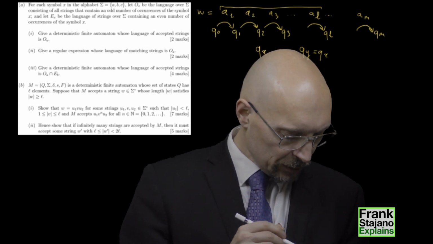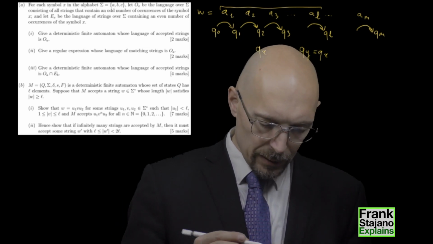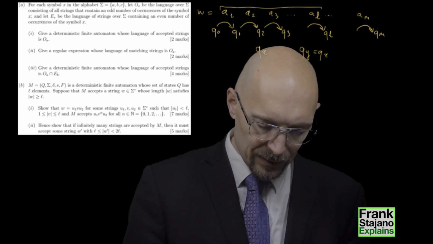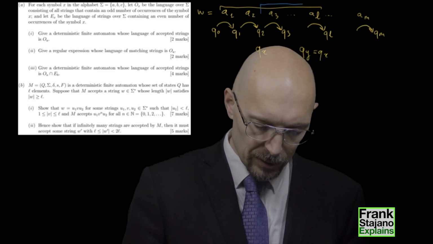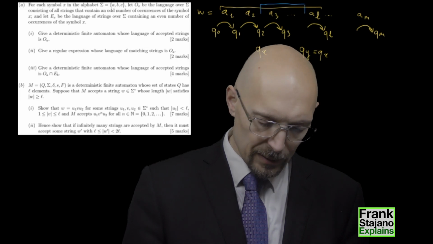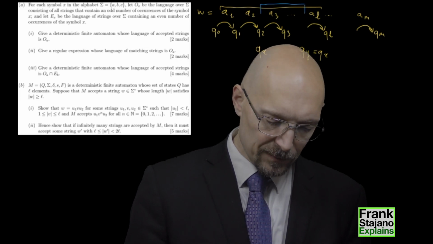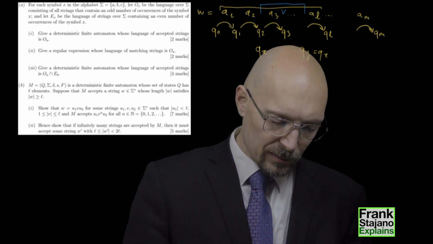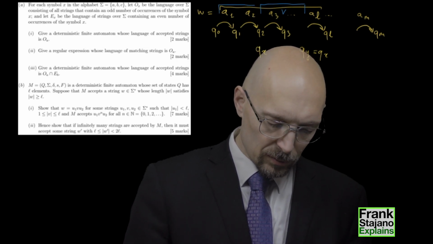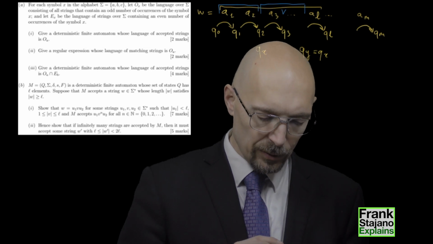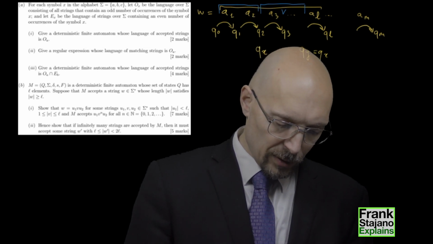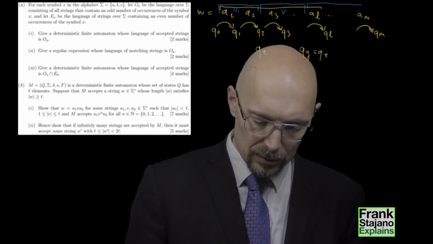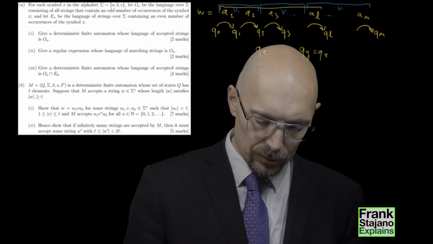Then I'm going to define the part of W that takes me from QX to QX again. I'm going to call it V. The part of W that takes me from Q0 to QX, I'm going to call it U1, and the rest I'm going to call it U2.